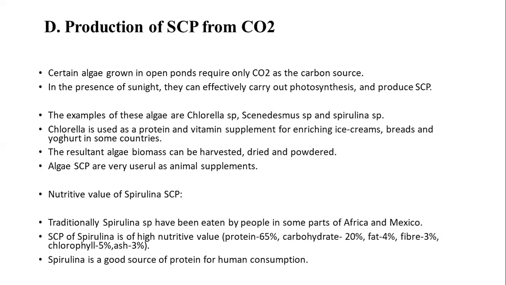Now let us see the nutritive value of Spirulina species. The SCP produced from Spirulina species contains 65% protein, 20% carbohydrate, 4% fat, 3% fiber, 5% chlorophyll, and 3% ash.